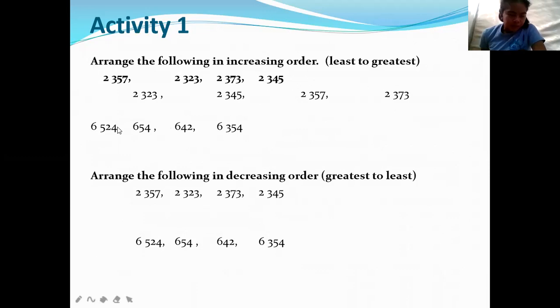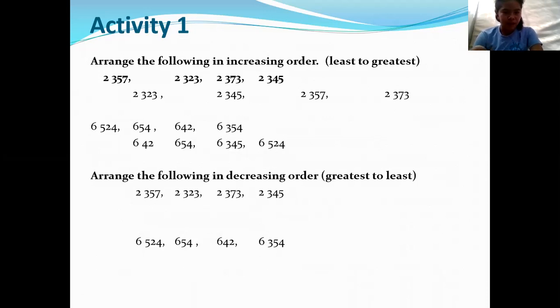Okay, next number. We have 6,524, then 654, 642, and 6,354. Okay. So which number is the least? Again, we are going to start with the lesser number. Okay, the lesser number is 642, then 654, 6,354, and the greatest is 6,524.